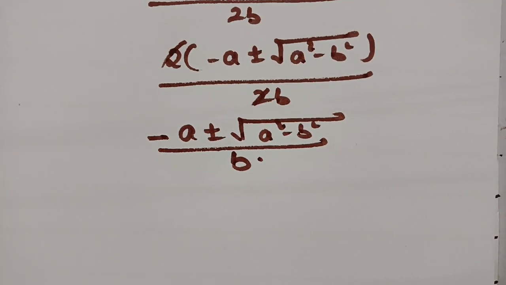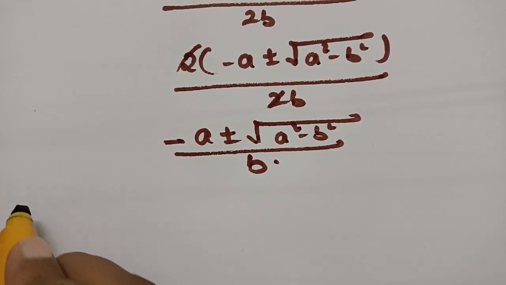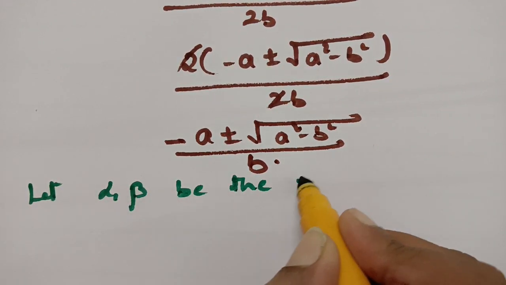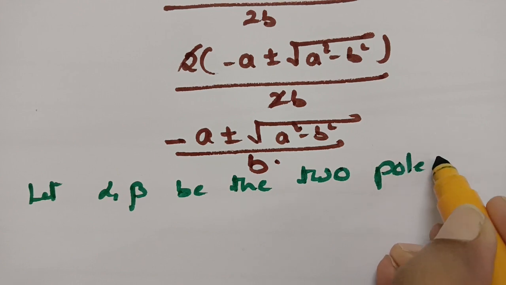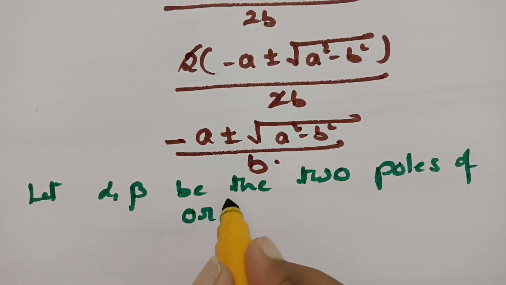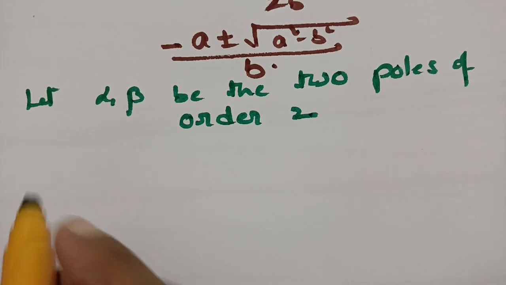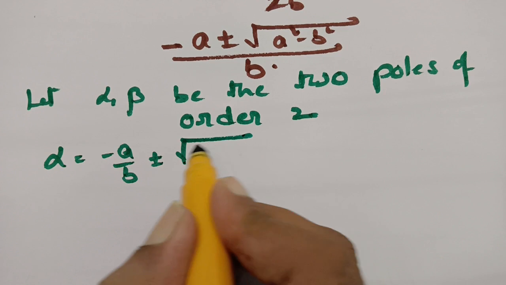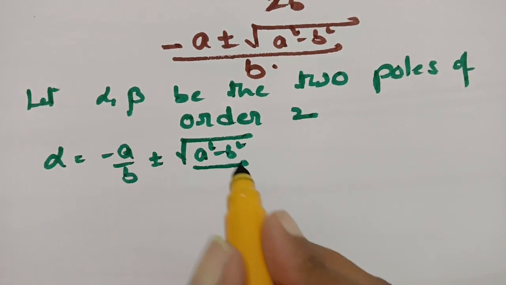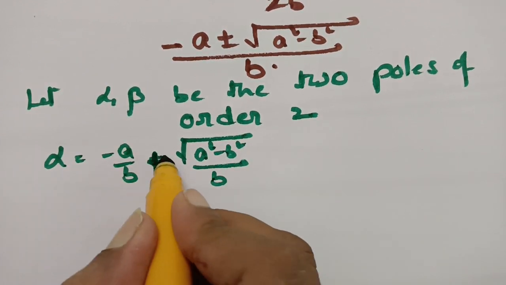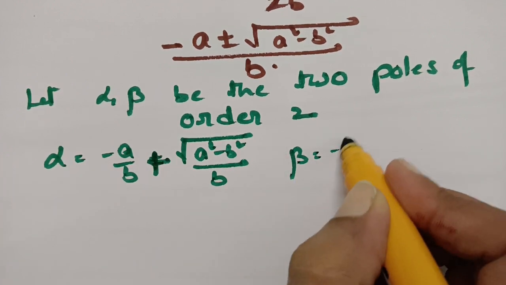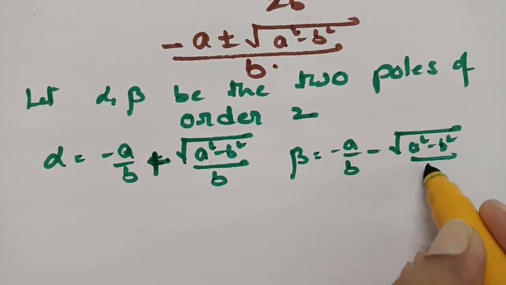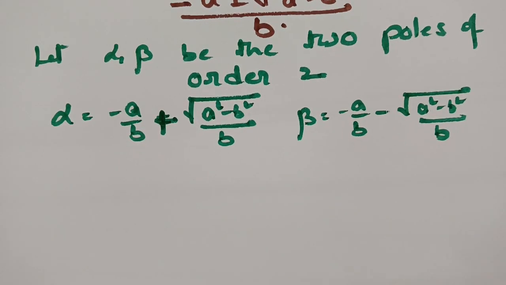Let alpha and beta be the two poles of order 2. Therefore, alpha is equal to minus a by b plus root over a² minus b² by b, so the first one is plus, and beta is equal to minus a by b minus root over a² minus b² by b. So these are the two values.